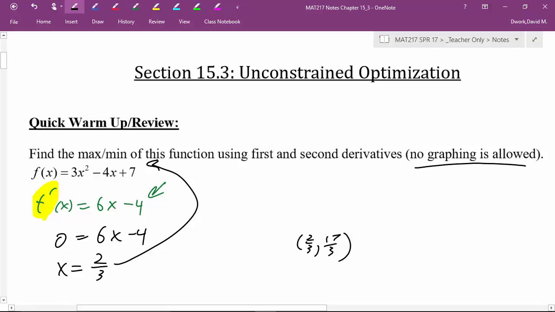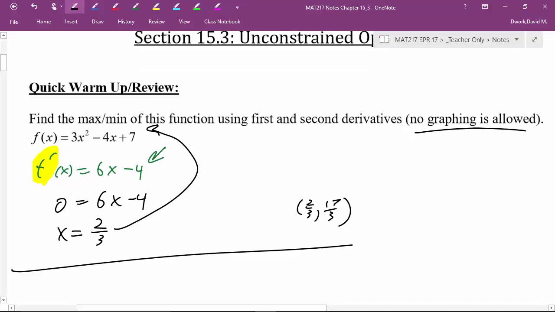Now, if I didn't have the graph, could we have done everything up to this point? Absolutely. We said: derivative, set equal to 0. That gives me my list of mins or maxes. So I solve, get my x value, substitute it back in, and get my y value. But now I need to figure out, is it a min or a max?